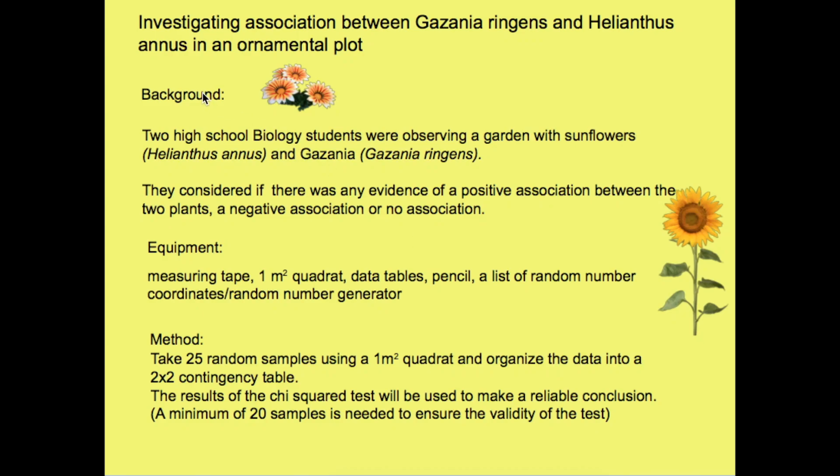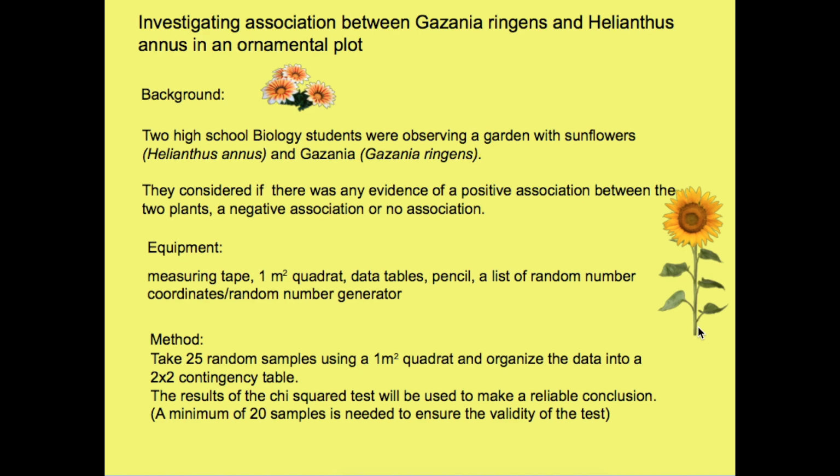Everyone, this video is just to add to our previous recording talking about the chi-squared test in biology. We're testing for association between this flower here, gazania, and this one here, sunflower. Now, first of all, let me explain what association is.